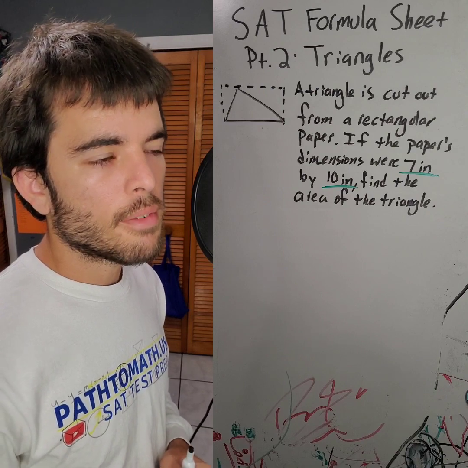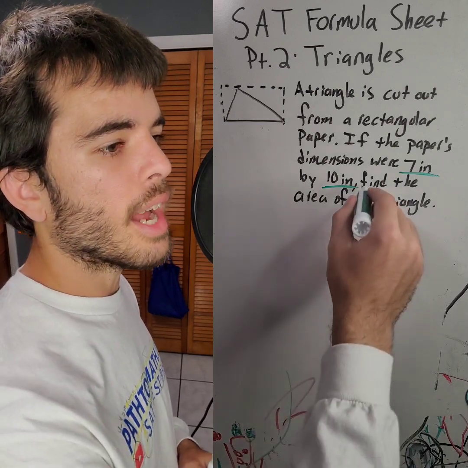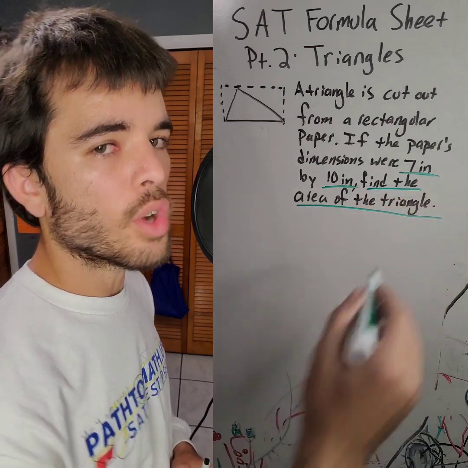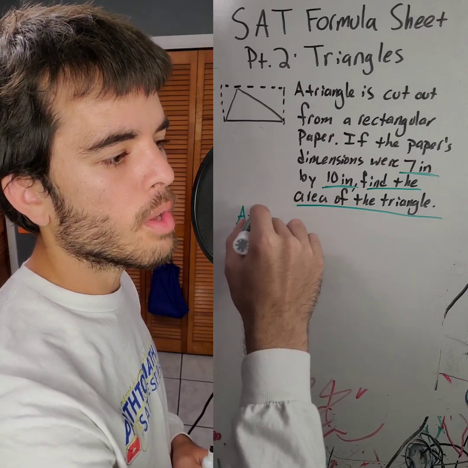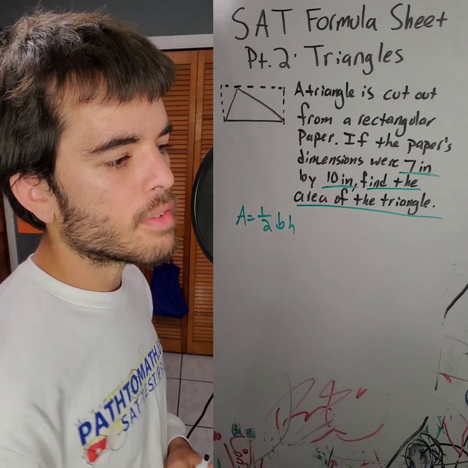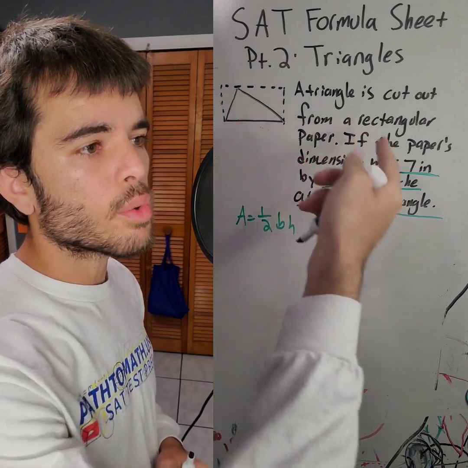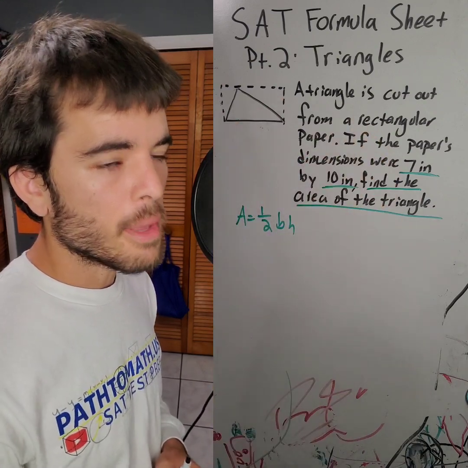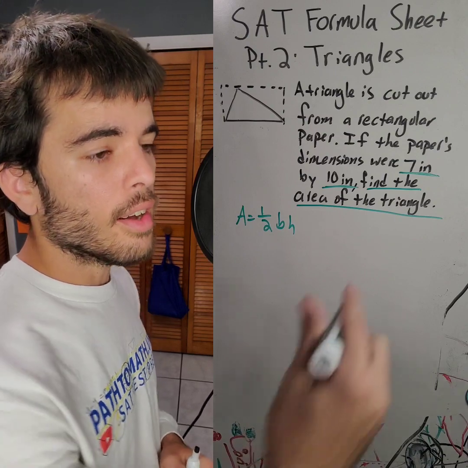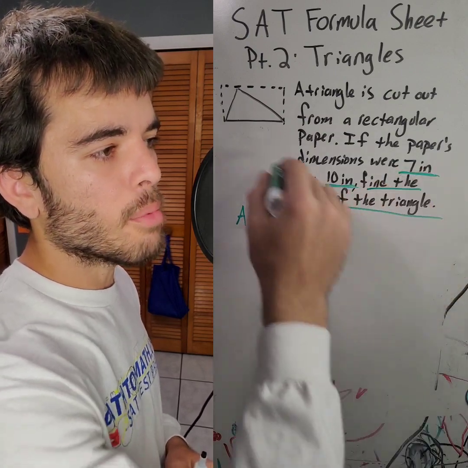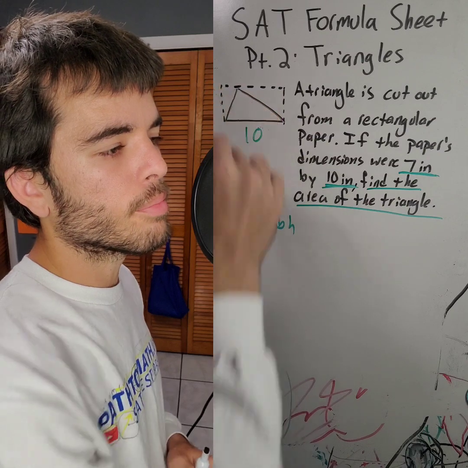The first thing you want to identify on the SAT problem is the question that they're asking. In this case, they're asking for the area of a triangle. So we know we have to use the formula 1/2 base times height. Now we have to derive the base and the height. They give us a diagram, thankfully, and they describe a rectangular piece of paper being cut into the shape of a triangle. They give us the dimensions of that piece of paper, so let's label that onto the diagram.